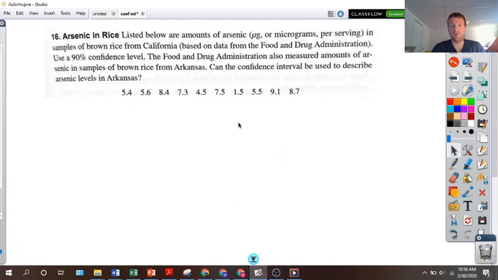I just want to make a quick video going over number 16 from last week's assignment on Thursday. Just going to show you how to make the confidence interval, get the t-value because it's a different confidence level.